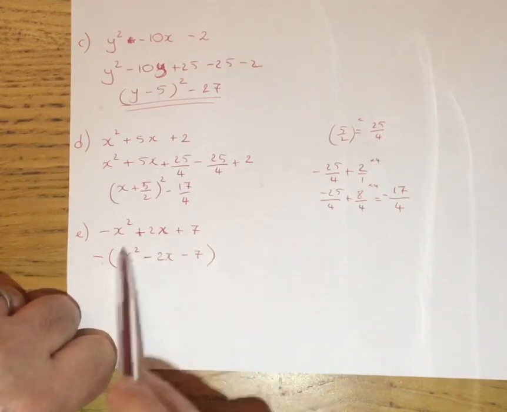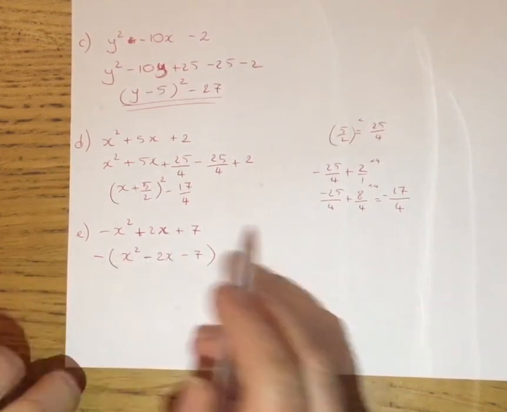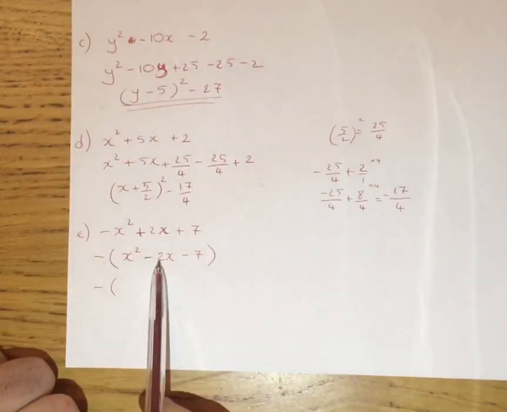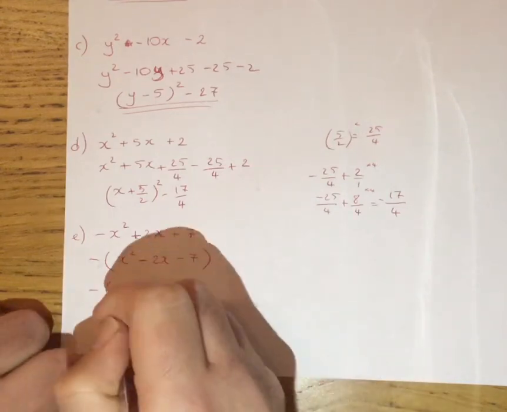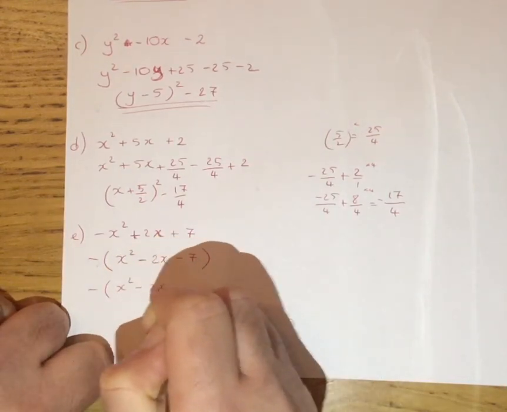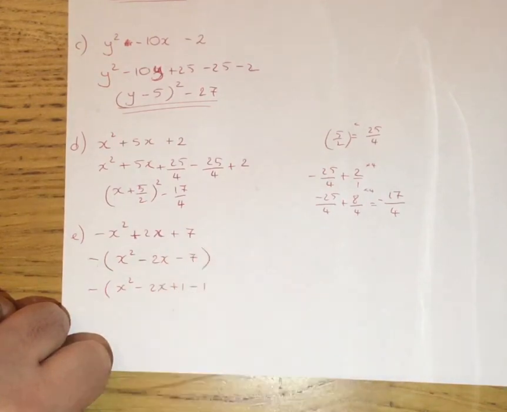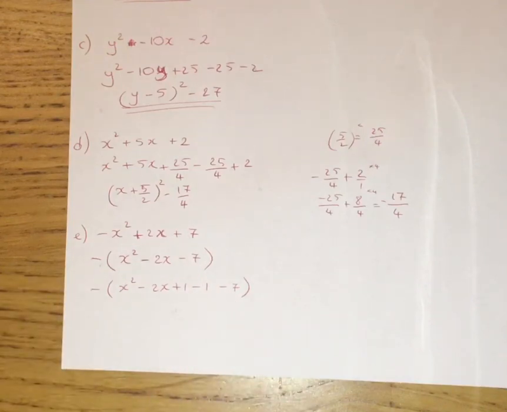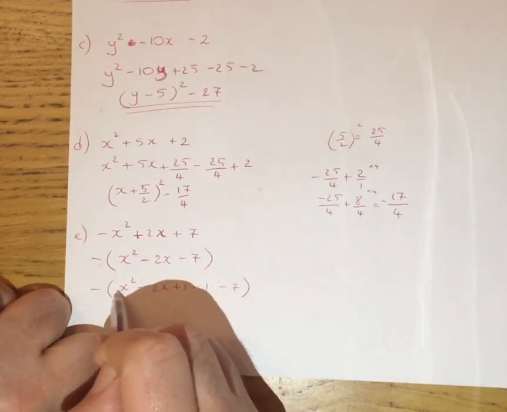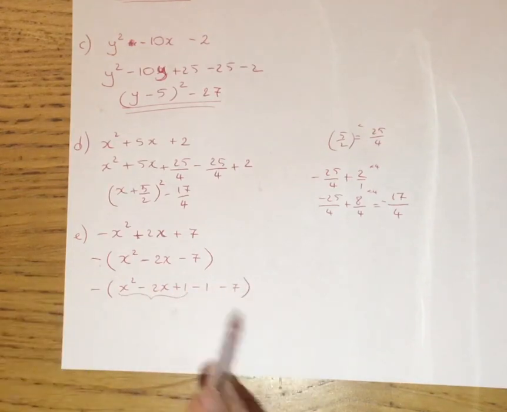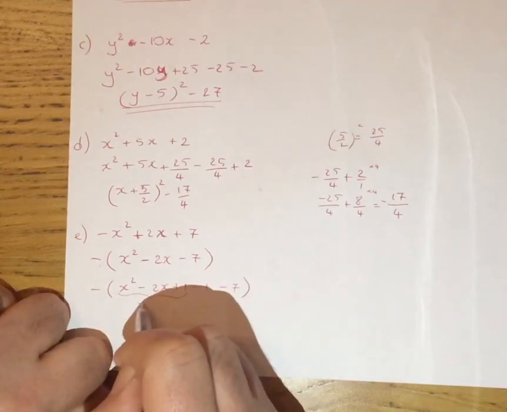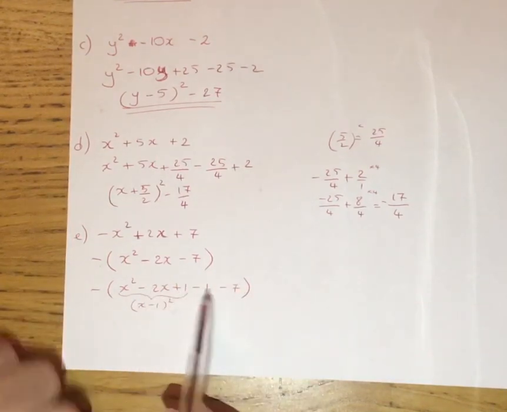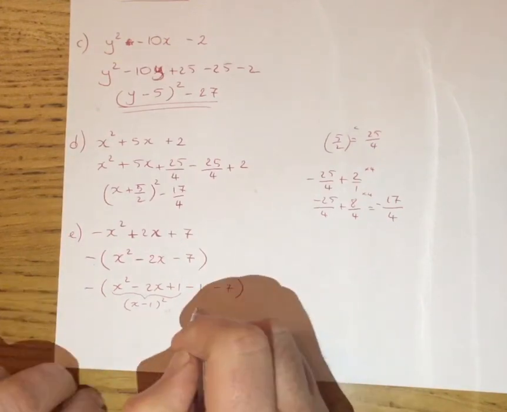Okay, and now I'm going to work with the things that are in the bracket. So half of that, the same thing I've done before. Half of minus 2 is minus 1, squared, positive 1. So add 1 and take away 1 and rewrite my minus 7 there. Now I know that this is a perfect square, which is x minus 1 squared, because it's half of that, and those two together will make minus 8.